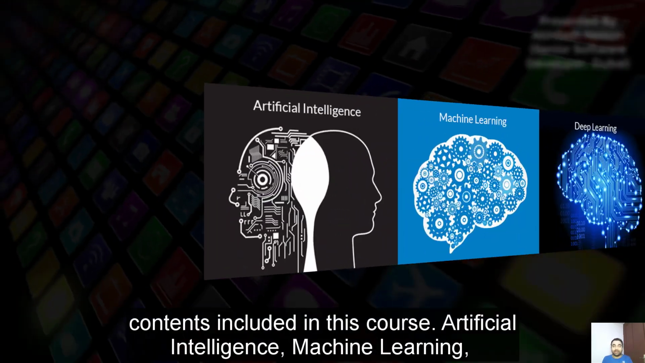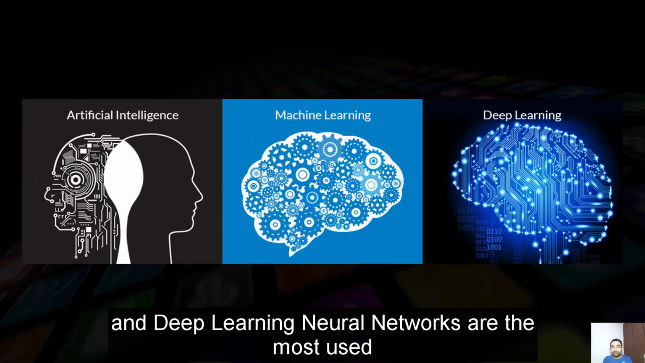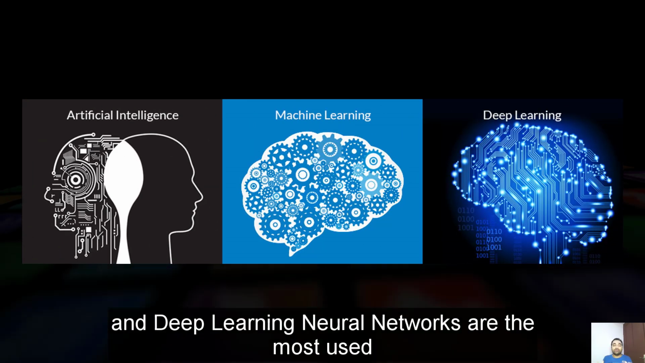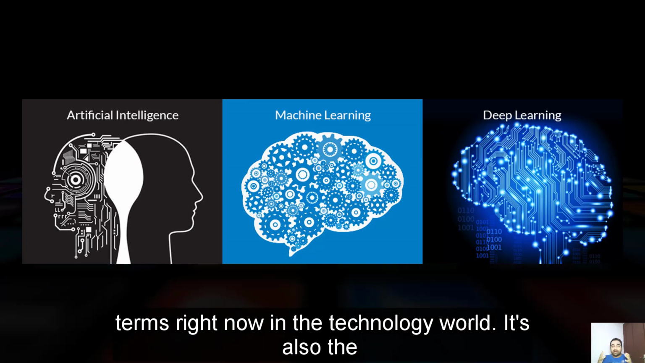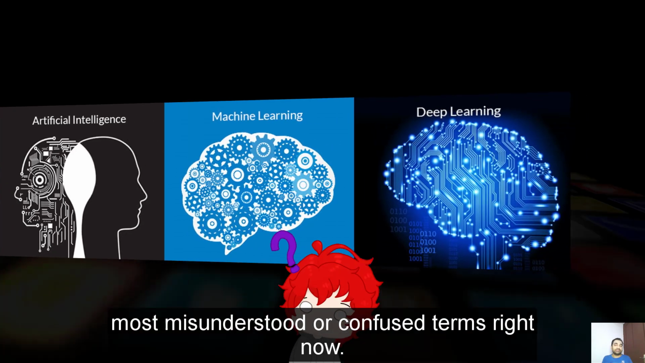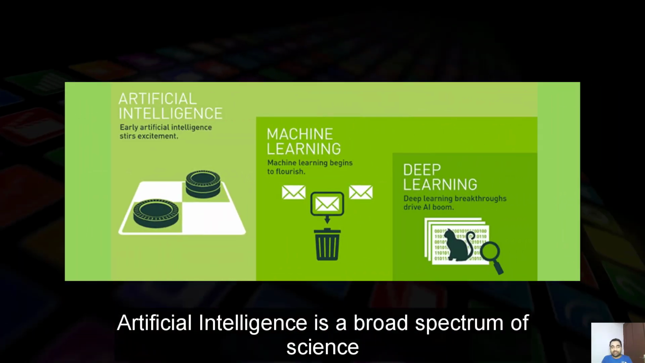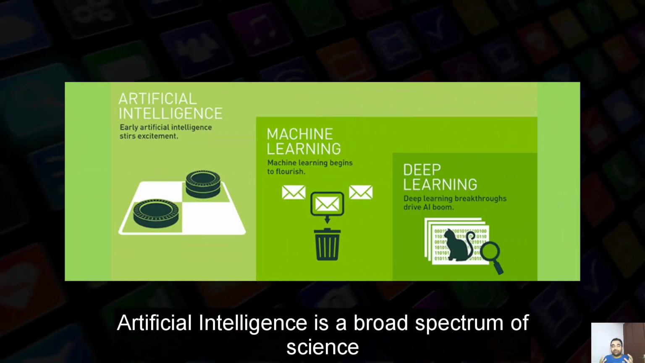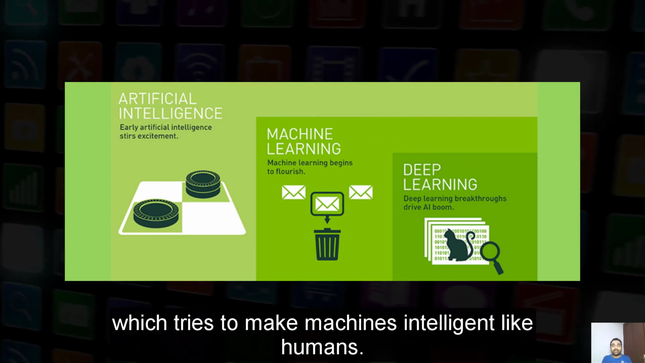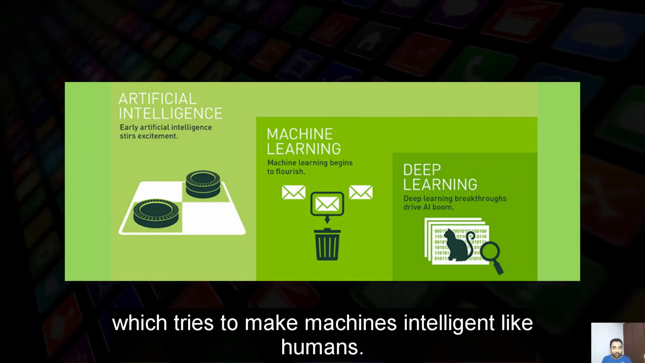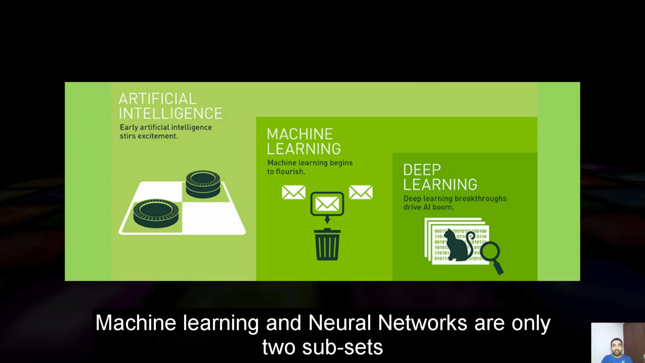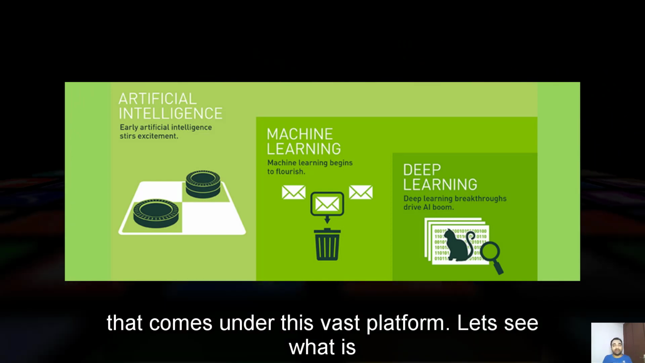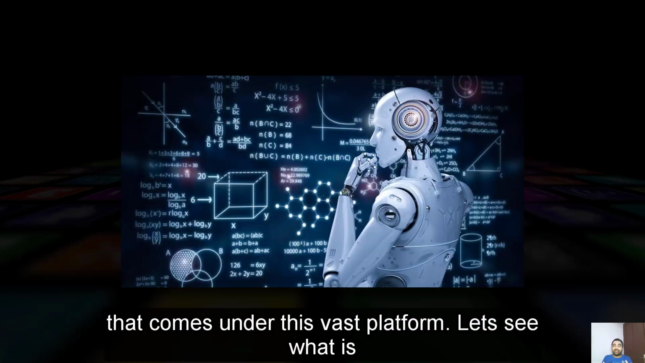Artificial intelligence, machine learning and deep learning neural networks are the most used terms right now in the technology world. They're also the most misunderstood or confused terms right now. So artificial intelligence is a broad spectrum of science which tries to make machines intelligent like humans. Machine learning and neural networks are only two subsets that come under this vast platform. Let's see what is machine learning.